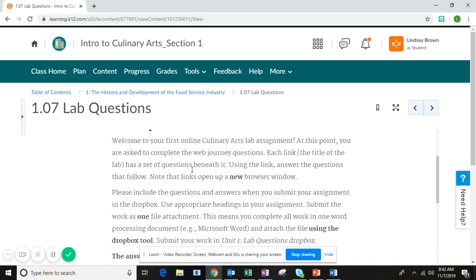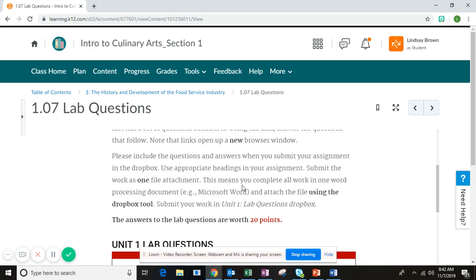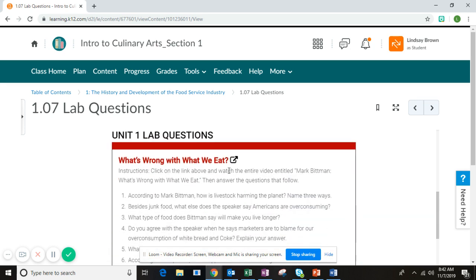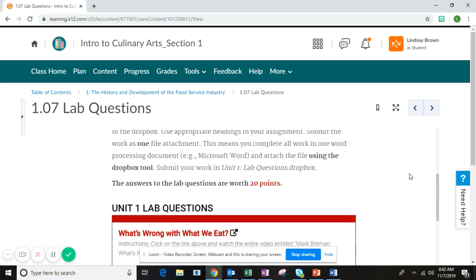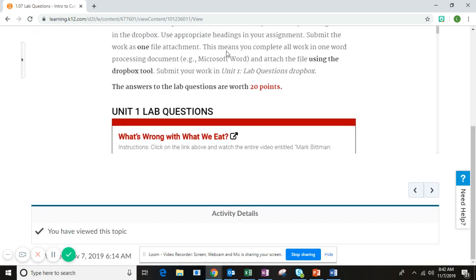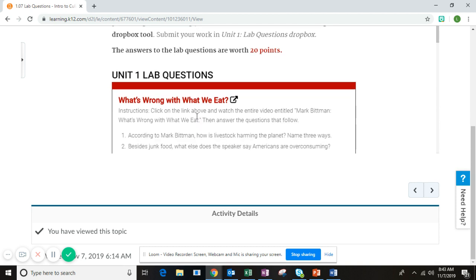It will give you some basic directions here. Please do read through those. I'm just going to let you do that on your own, and I'll talk you through what you need to do. For each lab assignment, there are going to be 2 short little things to watch or explore, and then some questions to answer.